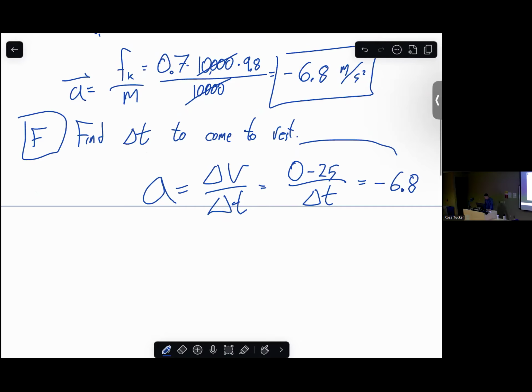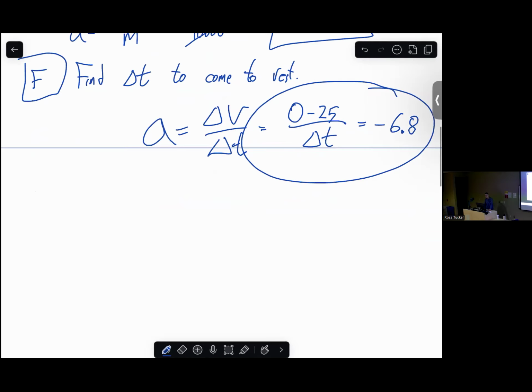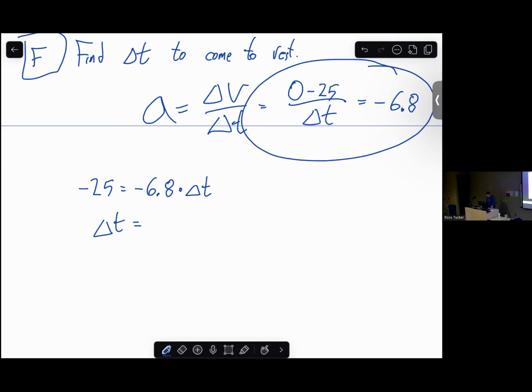Okay, so if I've got negative 25 over t equals negative 6.8, how can I get t alone? Normally I prefer coffee, but in this case we want t. To get t alone, first I get rid of the fraction, multiply both sides to get delta t out from downstairs, and then I divide both sides by what remains attached to it. The answer is 3.6 seconds.